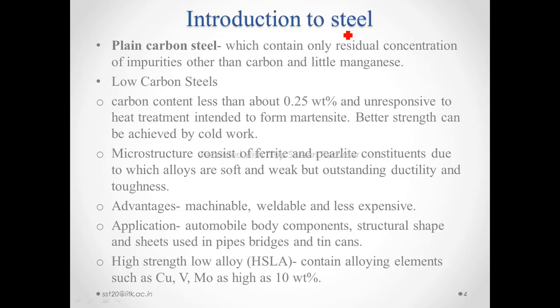We know where steel lies in the iron carbon diagram. Let us start with plain carbon steel. In plain carbon steel, only residual concentrations of impurities other than carbon, a very small amount of manganese, are present. Only trace quantities of alloying elements are present. Other than this, only carbon is present in this plain carbon steel. Hence, as the name indicates, plain: nothing is there except carbon.